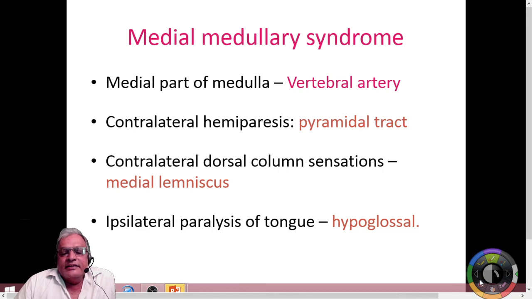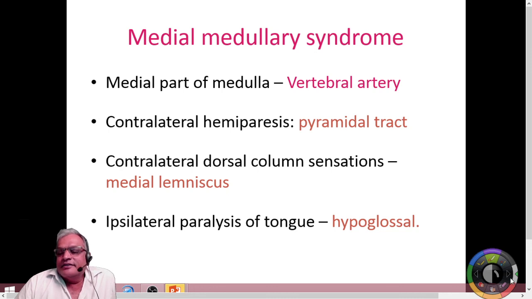Then ipsilateral paralysis of the tongue. You tell him to protrude his tongue. What happens is, will the tongue go to the same side or the opposite side as the paralysis? It goes to the same side because the other side is not paralyzed. You find that side the tongue pushes forward, so it goes to the paralyzed side. So that is the ipsilateral paralysis of the hypoglossal nerve. So this is the gist of your medulla oblongata, right?